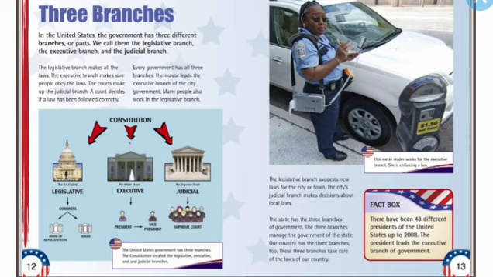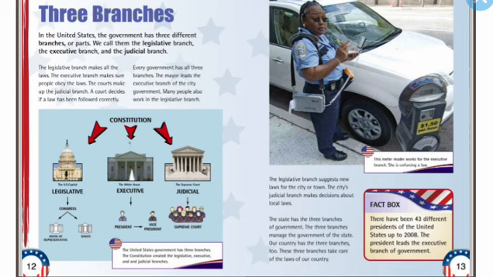So the legislative branch makes all the laws. The executive branch makes sure the people obey the laws. And the court makes up the judicial branch. So a court could decide if a law has been followed correctly. Every government has all 3 branches in the United States.